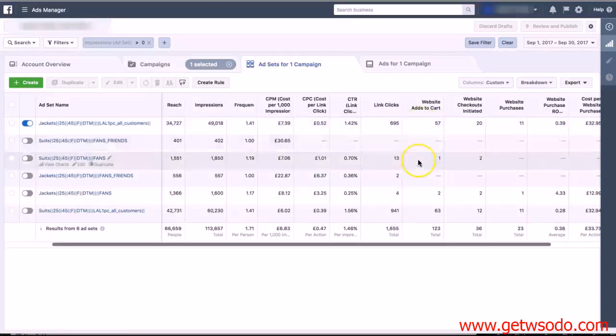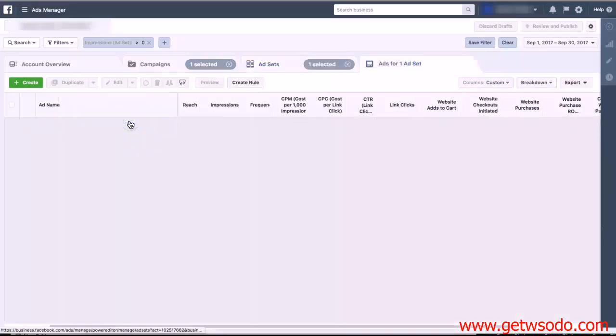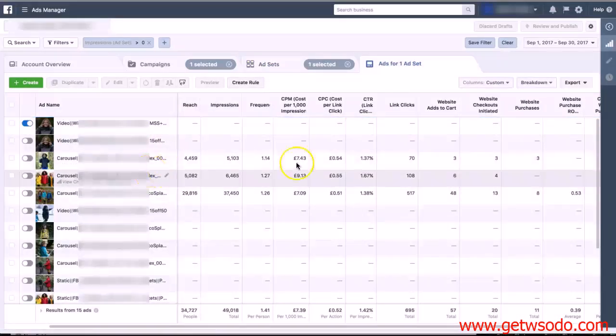So that for me gives me confidence that the audiences are ready now to go into website conversion, and the ads within that, whichever ones are performing, are also ready as well. So if we just look at the ad level now, and we look at the average of the ad set for CPC and CTR, I want to identify which ones are actually performing better than the others.